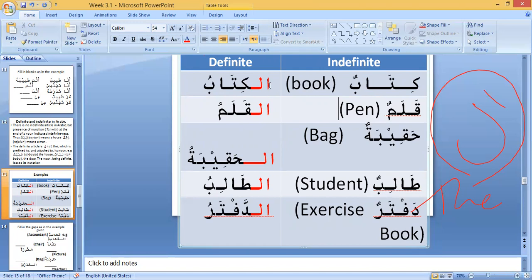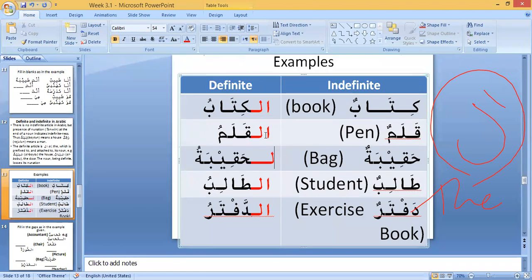So al stands for definite in Arabic. It's just adding al at the beginning. Kitab, al-kitab. Qalam, al-qalam. Haqiba, al-haqiba. Talib, al-talib. Daftar, ad-daftar. Right? Muhandis becomes what? How do you say the engineer? Al-muhandis. Yes, al-muhandis. That is the engineer.